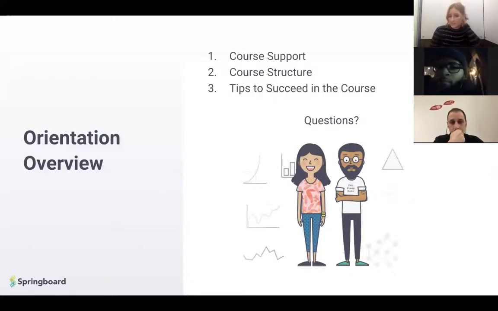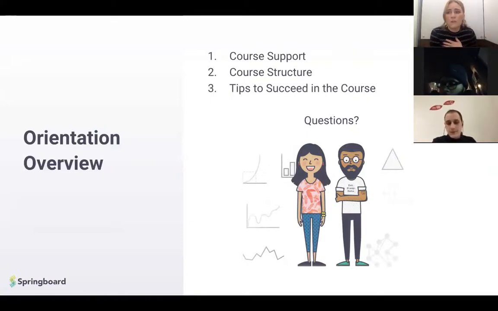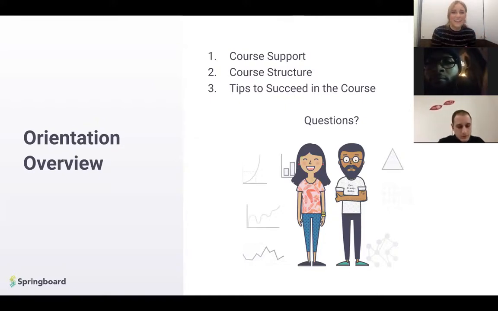Going through the orientation today, first let's start with the course support. I'll talk about who you can lean on during the course when you might be struggling, or who you can ask specific questions. Moving on, we'll go through the course structure: what the different components of the course are and why they are important. Last, we'll cover tips to succeed in the course. These are tips we've pulled from mentors and alumni that differentiate the students who are extremely successful in the course from those who might struggle a little. And at the end, we have time for questions, so please feel free to add questions in the chat box and I'd love to answer any you might have.